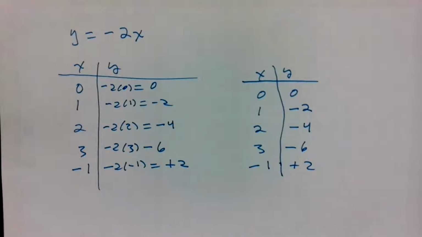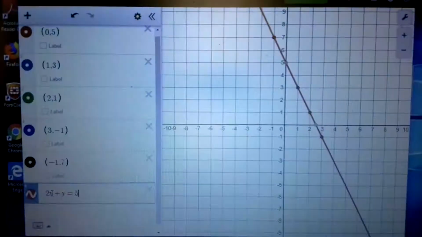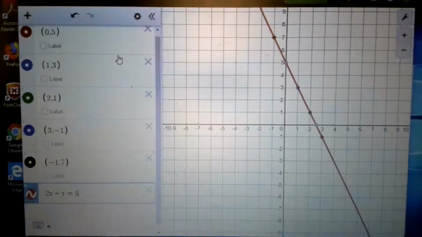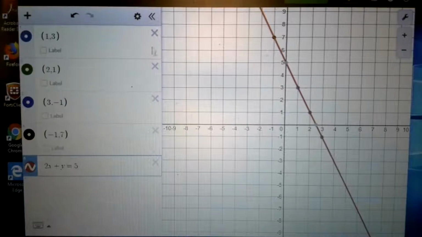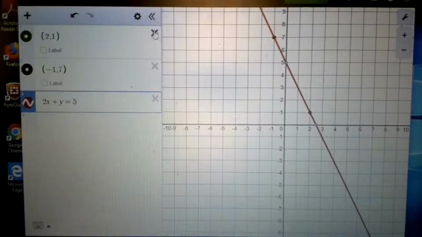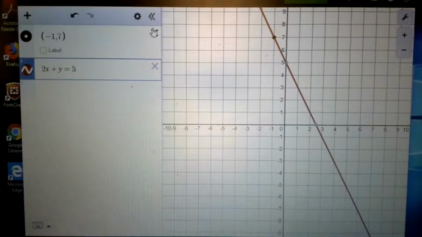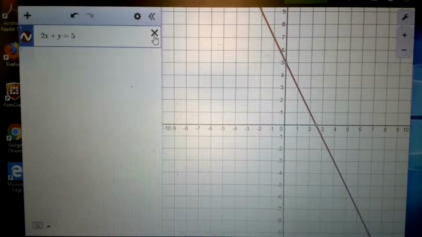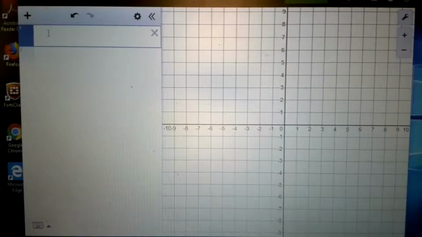So I will do that. And we'll get rid of all of these from before. And we'll graph the new points and the new line to see what that looks like. So the first point I have is 0, 0.